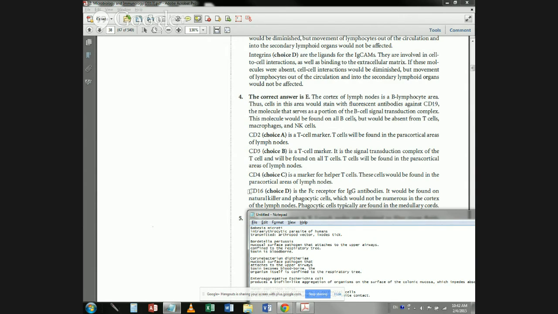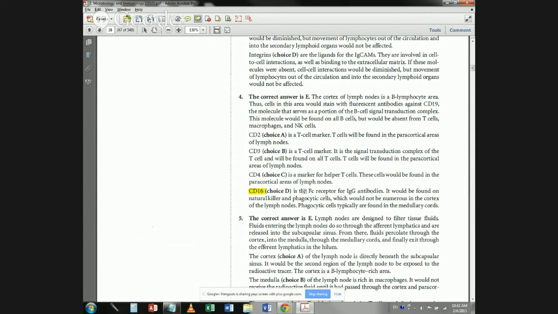CD16 is the Fc receptor for IgG antibodies. So you have an IgG antibody. It has an Fc part. That's the stick, not the two arms of the Y, but the stick. And that's where CD16 binds. Because the other end, right, that's probably got to do with the macrophages.